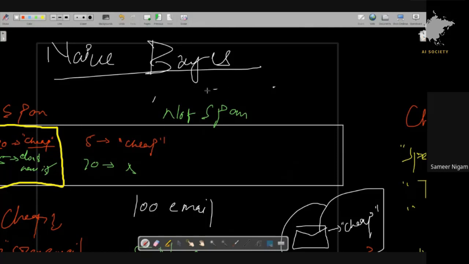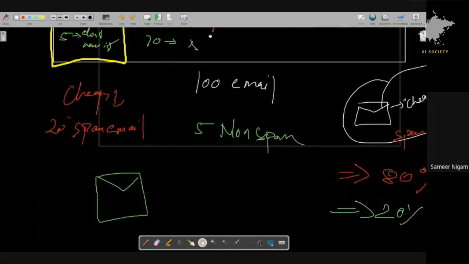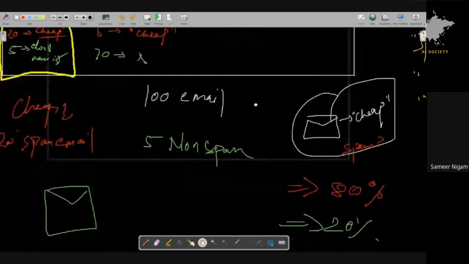Why are we using the word naive? You'll understand in the naive Bayes section. Naive means inexperienced, or a person who takes a decision without knowledge of a particular thing. So why are we saying naive? We'll talk about that in the naive Bayes section. But here is the gist of how naive Bayes works.